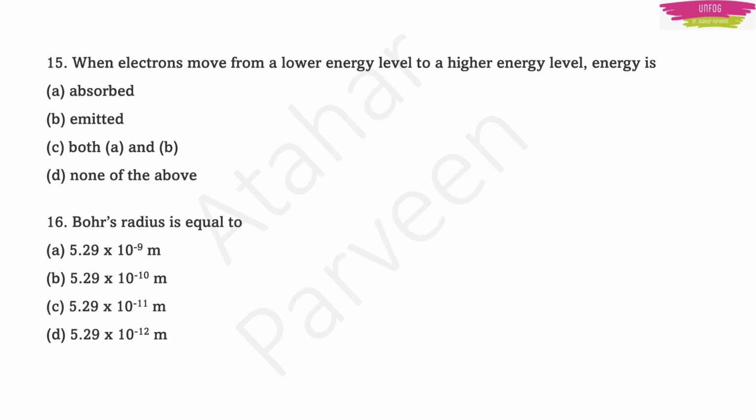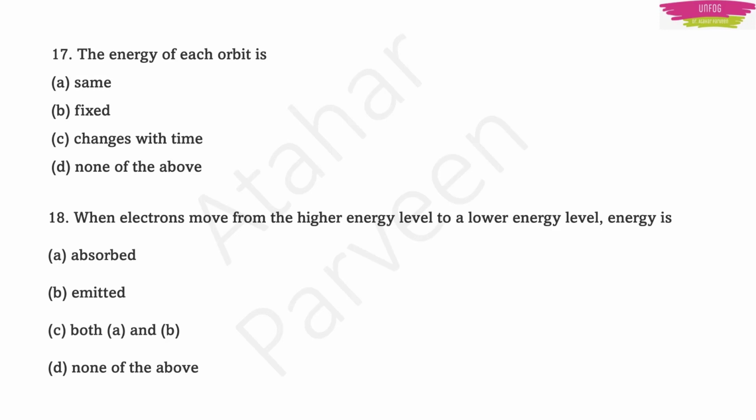Next question. When electrons move from a lower energy level to a higher energy level, energy is, of course, absorbed. It is moving from a lower to a higher energy level, right? So it needs energy to go from lower to higher energy level, so it will have to take energy from its surroundings. Okay. Next, Bohr's radius is equal to, of course, 5.29 × 10^-11 meters. Next question. The energy of each orbit is fixed. According to Bohr's atomic model, the energy of each orbit is fixed.